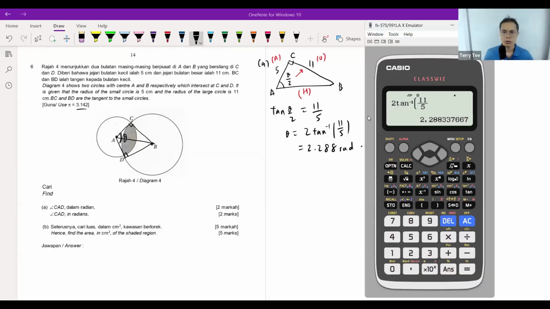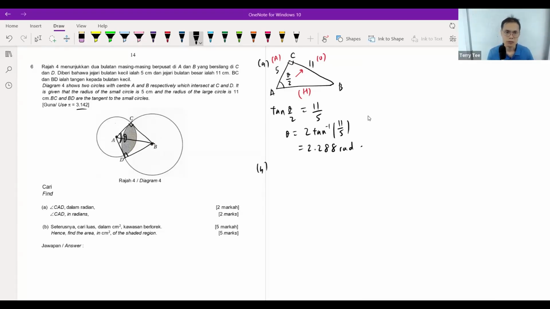All right, once you've got your angle theta, the next thing is finding the area of the shaded region. Now you can see your shaded region, actually you can split this into 2. Split this in the middle. So it actually consists of 2 segments. This is the first segment. It has center at A. The radius is 5 and 5. This angle is your theta.